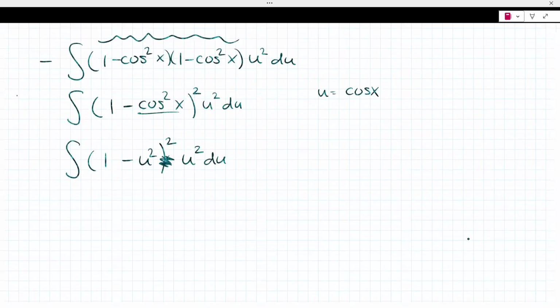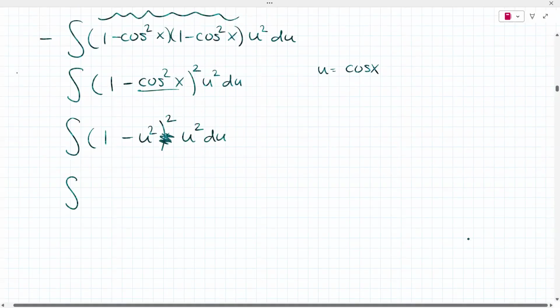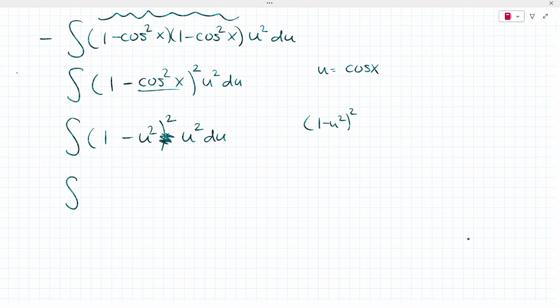Okay, then I would just kind of FOIL this out. What is 1 minus u squared squared? That's the same thing as 1 minus u squared times 1 minus u squared. If you FOIL that out, that should be 1 minus 2u squared plus u to the 4th.